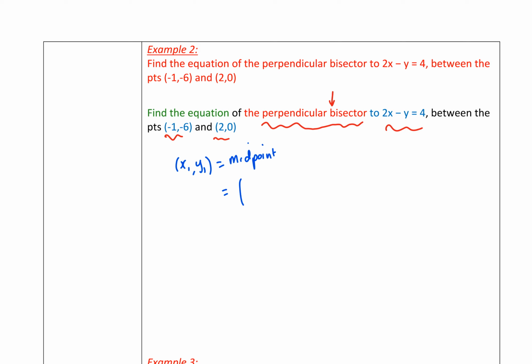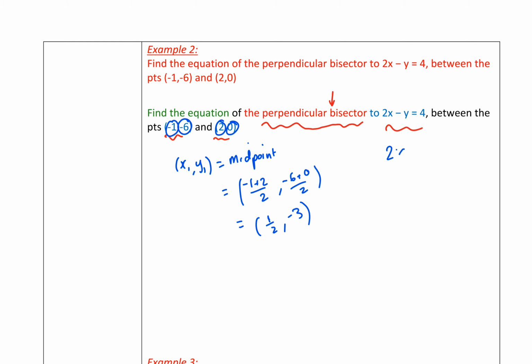Well, that's going to be negative 1 plus 2 divided by 2, and negative 6 plus 0 divided by 2. So the midpoint of the x and the midpoint of the y. So I end up with negative 1 plus 2, which is positive 1/2, negative 6 divided by 2, which is negative 3. So this is my point.